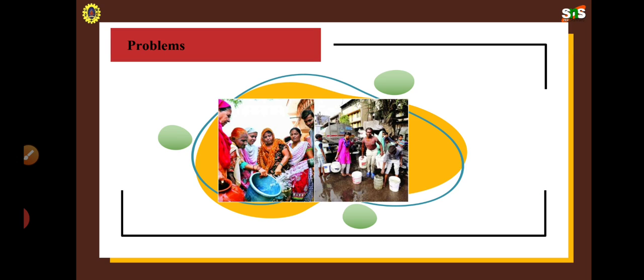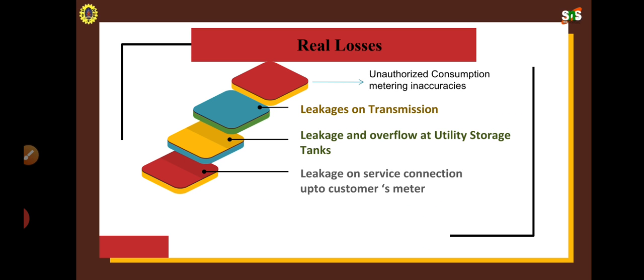So this is the real-time problem the people in Bangalore are facing. After the identification of the problem and the requirements collected from the people, these are all the real losses. The first one, unauthorized consumption, metering inaccuracies, leakages on transmissions. Third one, leakage and overflow at utility storage tanks, leakage on service connections up to customer meters. So these are all the problems we identified from the customer part.